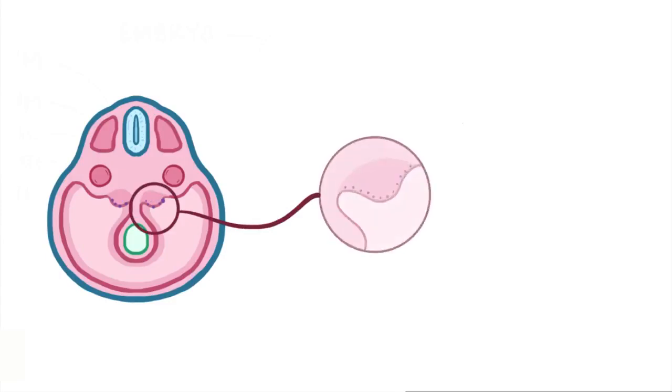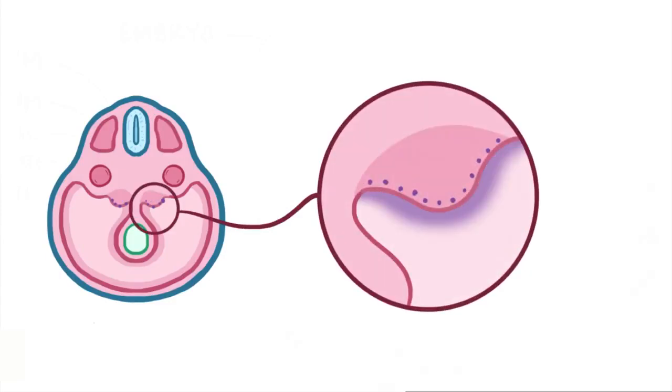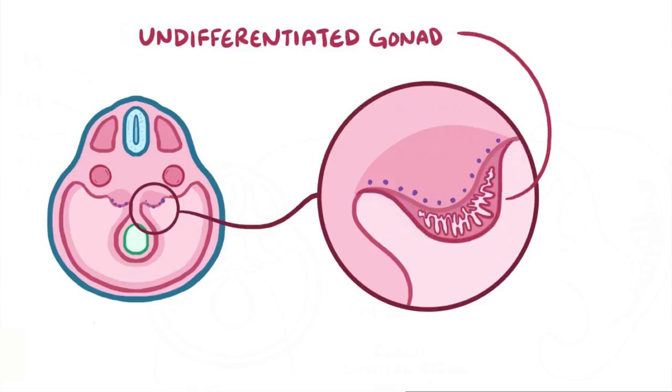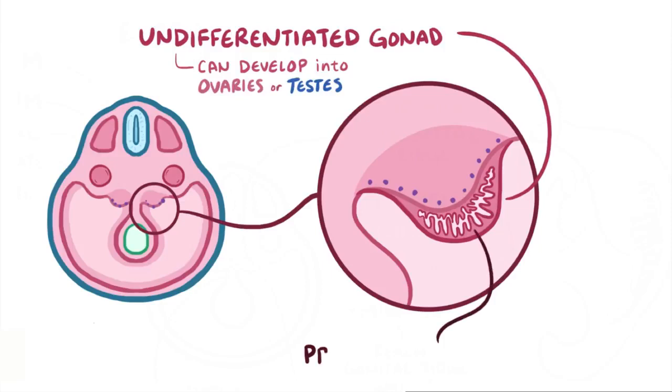Once there, they send out chemical signals to the cells in the genital ridge, which makes them self-organize into an undifferentiated gonad, which can still develop into either testes or ovaries. The epithelial layer of the gonad then forms primitive sex cords, which are epithelial projections that penetrate inwards into the mesoderm layer of the gonad.